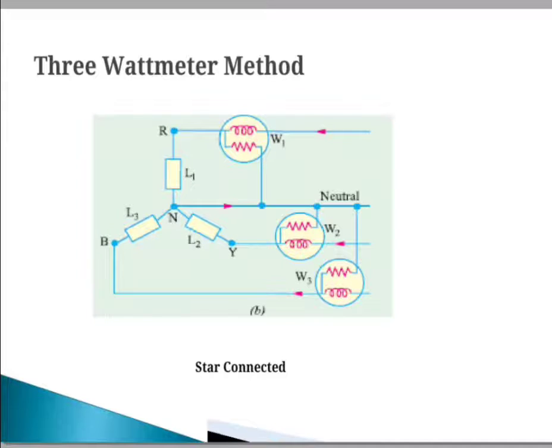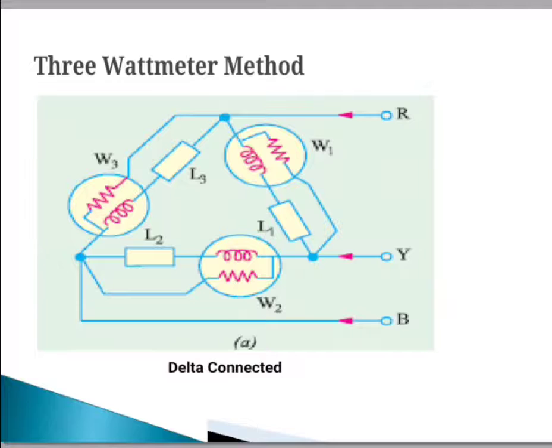Then the total power in the 3 wattmeter method of power measurement is given by the algebraic sum of the readings of the 3 wattmeters. That is, total power P is equal to W1 plus W2 plus W3. These are the wattmeter readings, where W1 is V1 into I1, power W2 is V2 into I2, and power W3 is V3 into I3. Similarly, we can measure the power in a three-phase circuit by the 3 wattmeter method in the delta connected load.